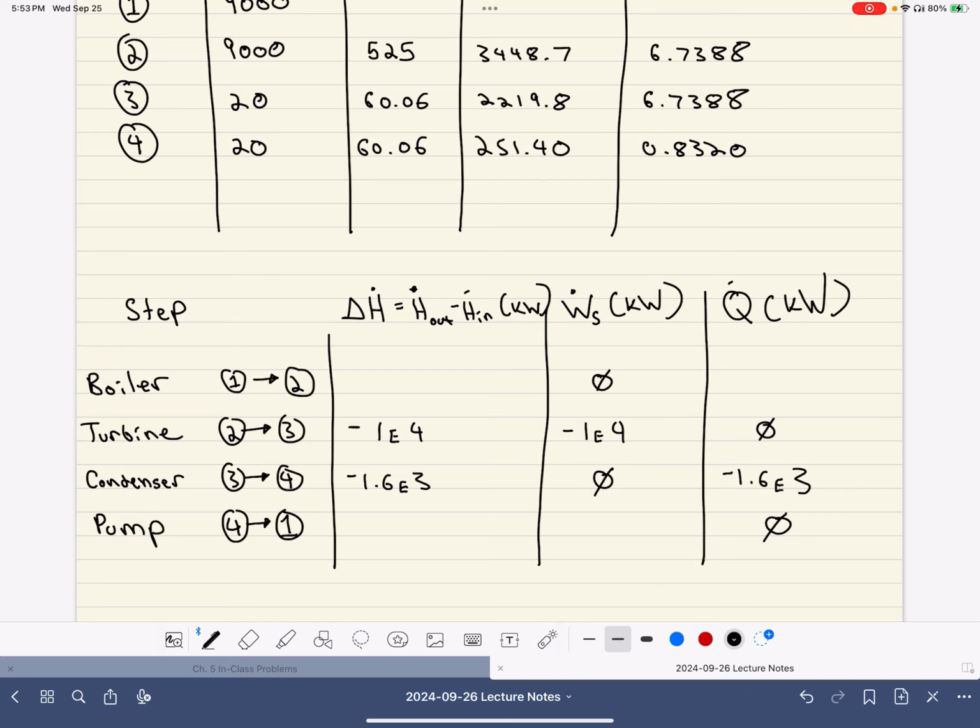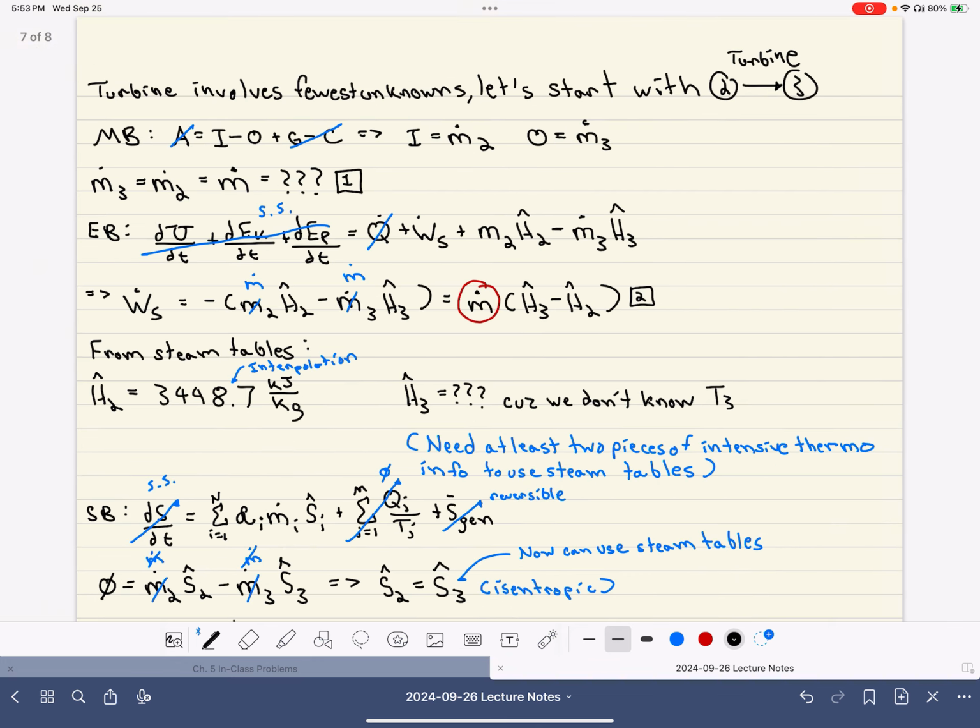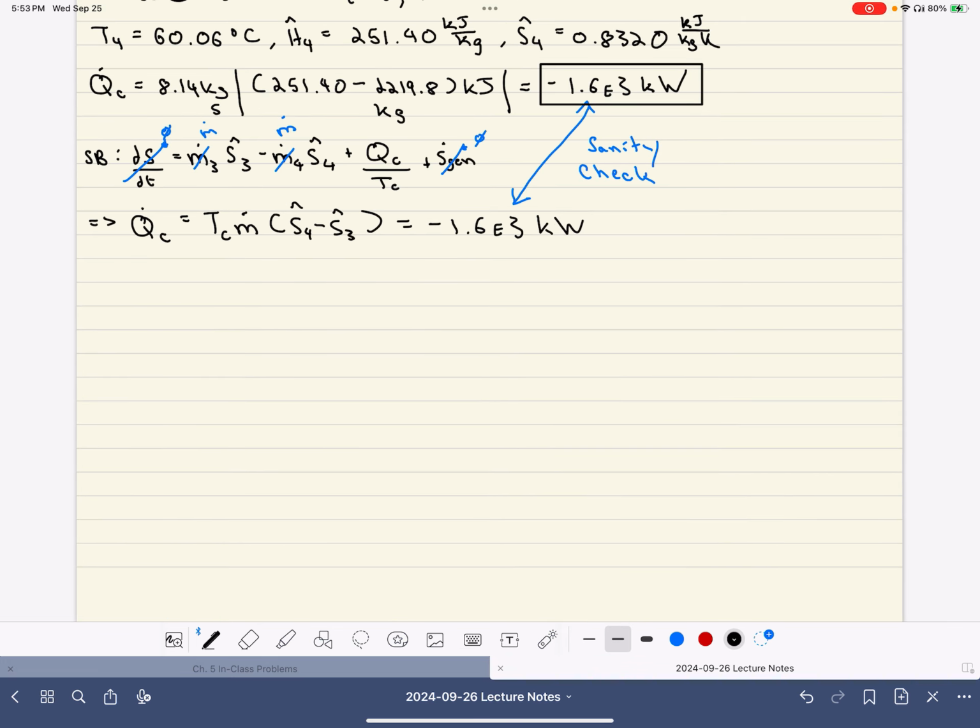Let's now proceed to analyzing the pump unit operation in the Rankine cycle. So the pump is going to deal with a change between streams 4 and 1. So we're going back to the beginning of the cycle. So here we're dealing with the pump.